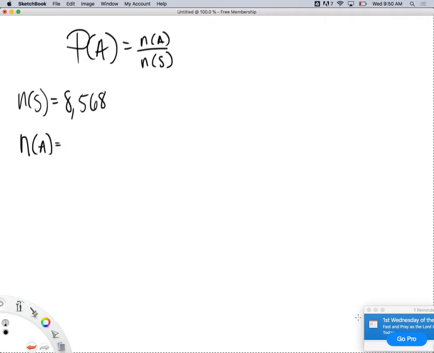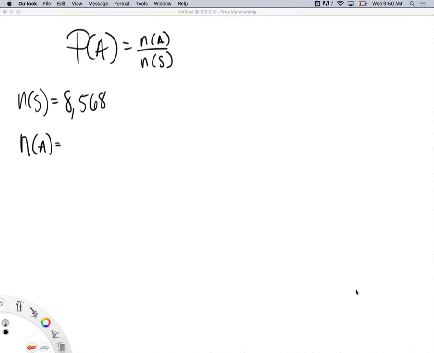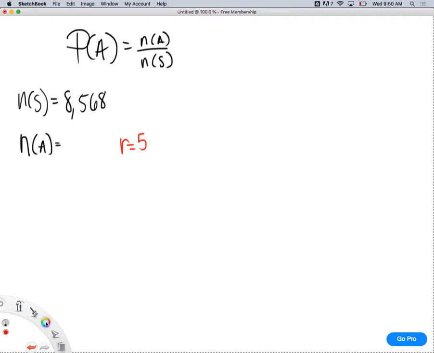Well, what do I have to know first? R is the same, right? R is still what? How many people was I choosing? 5. But what's N in this case? All the girls. How many girls? So 1, 2, 3, 4, 5, 6, 7, 8, 9, 10, 11. Okay? So 11 girls. It would be 11C5. You see?